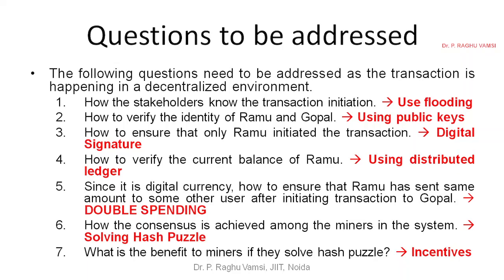And also we have seen how to verify the identity of Ramu and Gopal, that is, using public keys. How we use the public keys and how an address is generated, how Bitcoin wallets generate this address in the form of a QR code, and what the different types of wallets are that can be used for working with these public keys and private keys. These concepts we have seen in the last lecture.